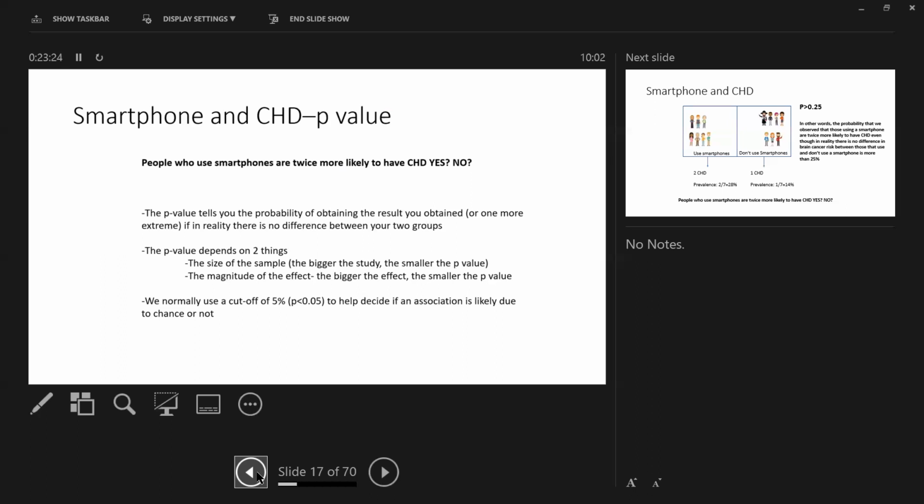And generally, we use a cutoff in most clinical studies. We use a cutoff of 5%. Our accepted threshold is that if there is less than 5% chance that our findings are due to chance, that there is less than 5% that really there's no difference, and 95% chance that there is a real difference, that is acceptable. There's nothing magic about it.